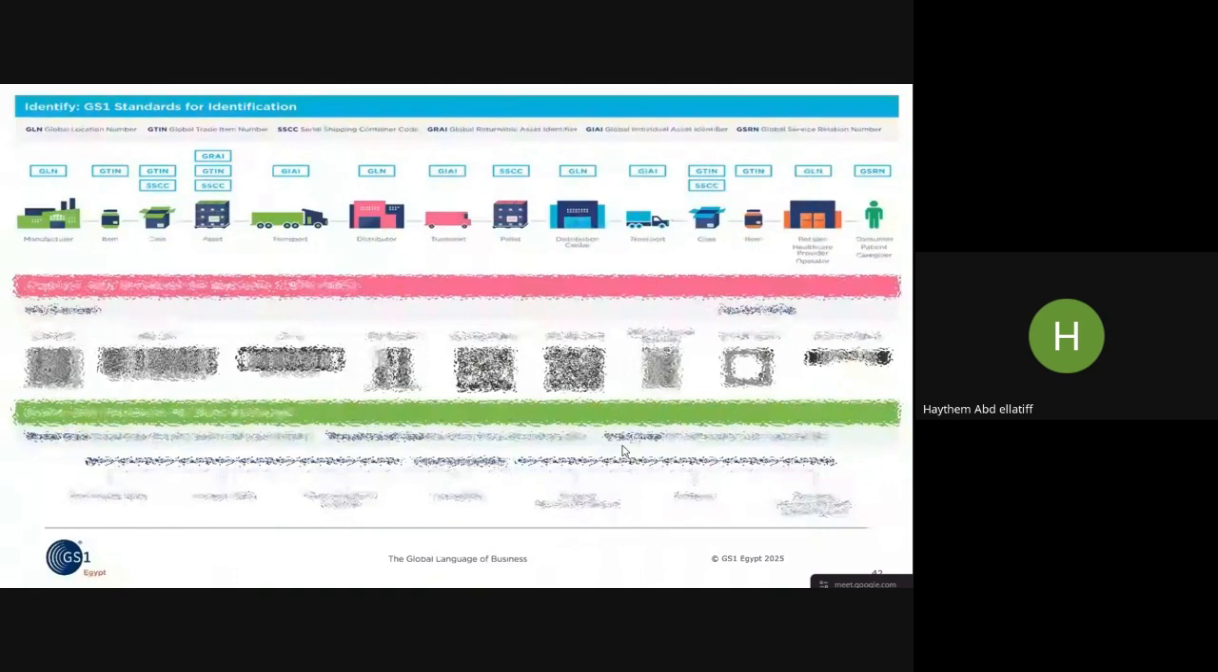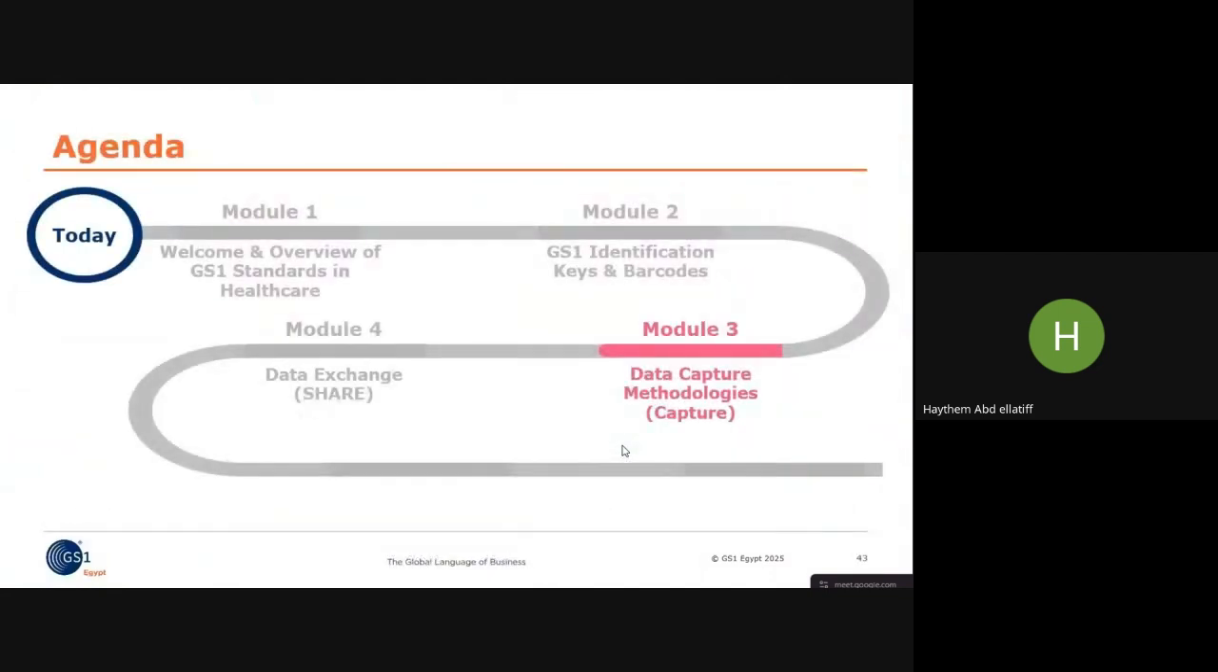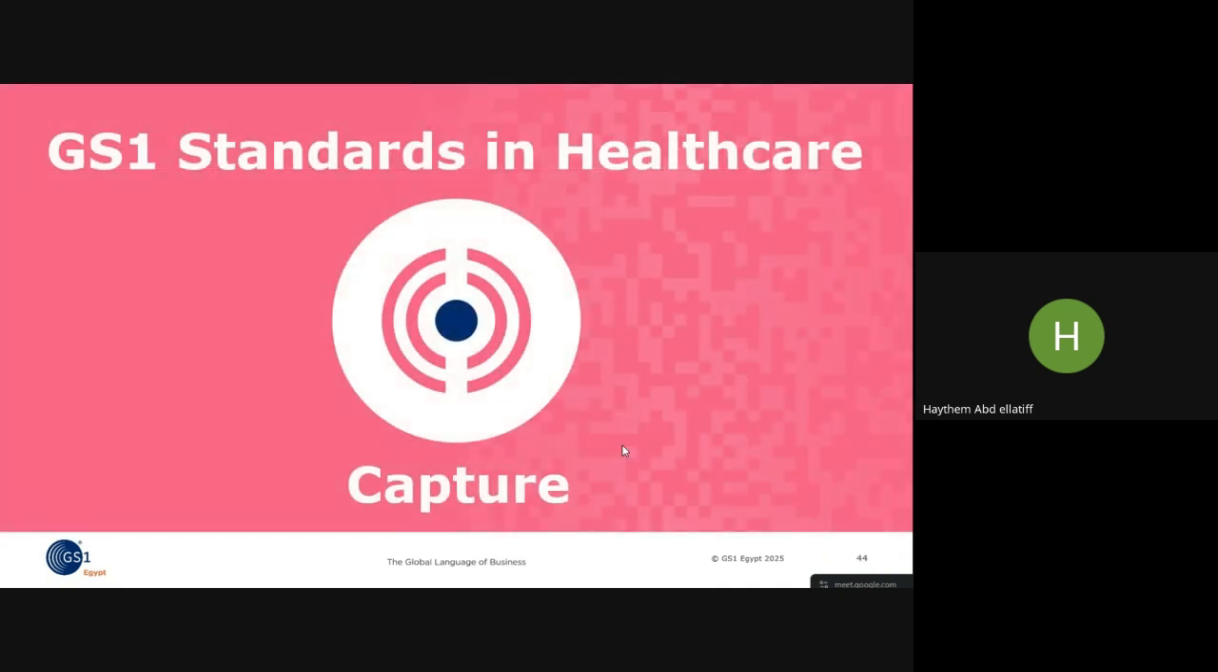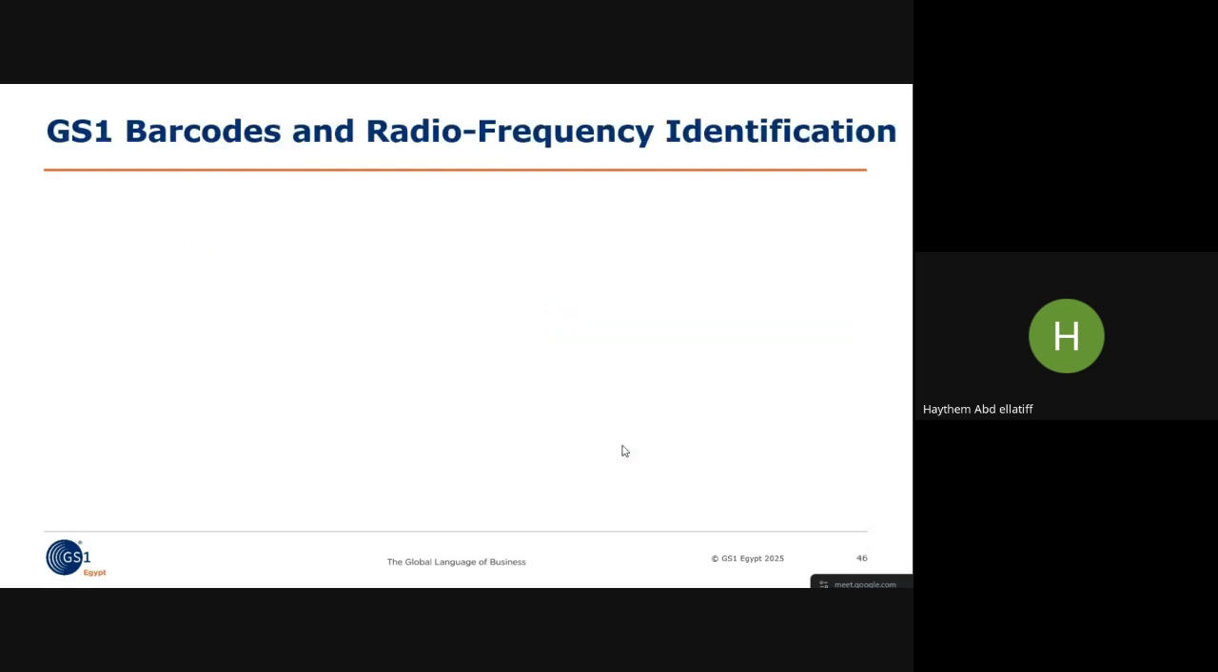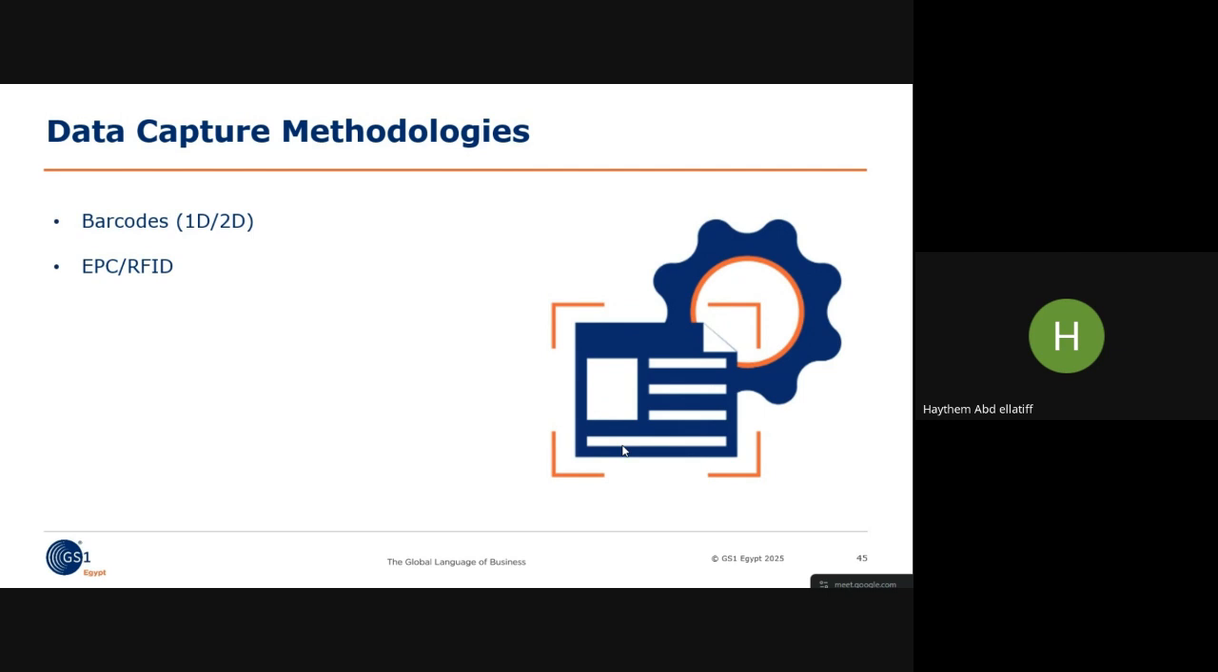Now we have the identify part in the GS1 standard, and we will have the third module, which is capture for the data. We will move from identifying data to capturing data. Data capture can be done by using the barcode or using RFID. In healthcare, we commonly use the 1D barcode and the 2D barcode, GS1 DataMatrix.